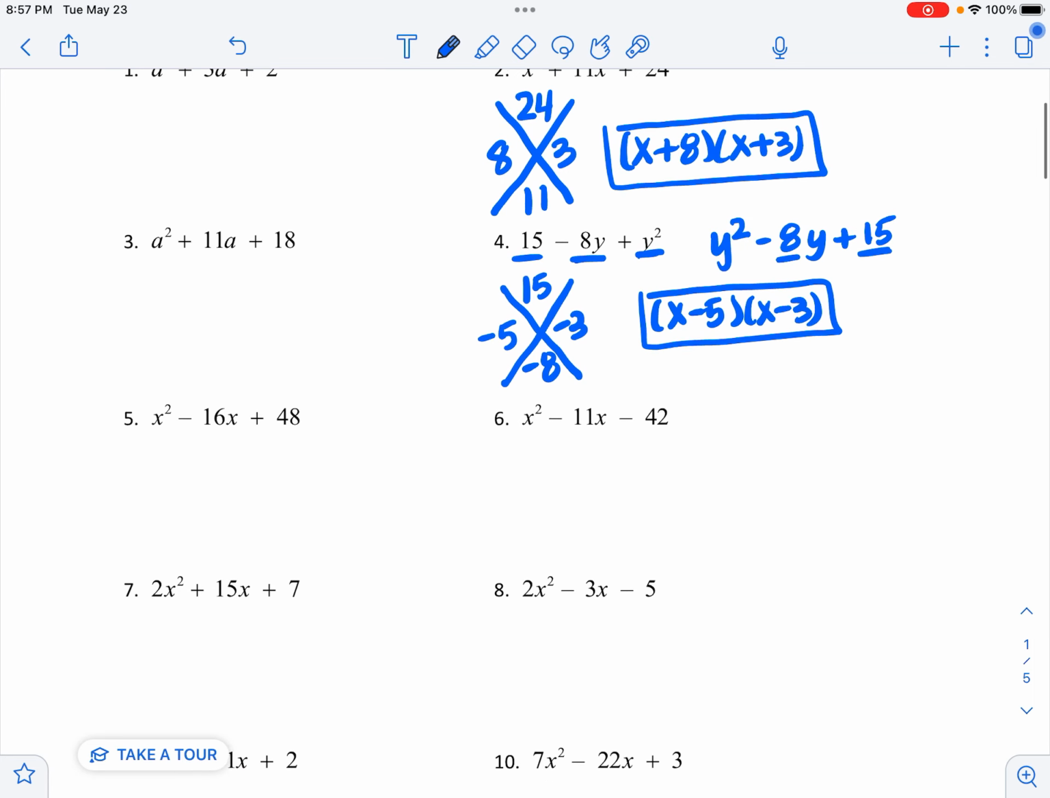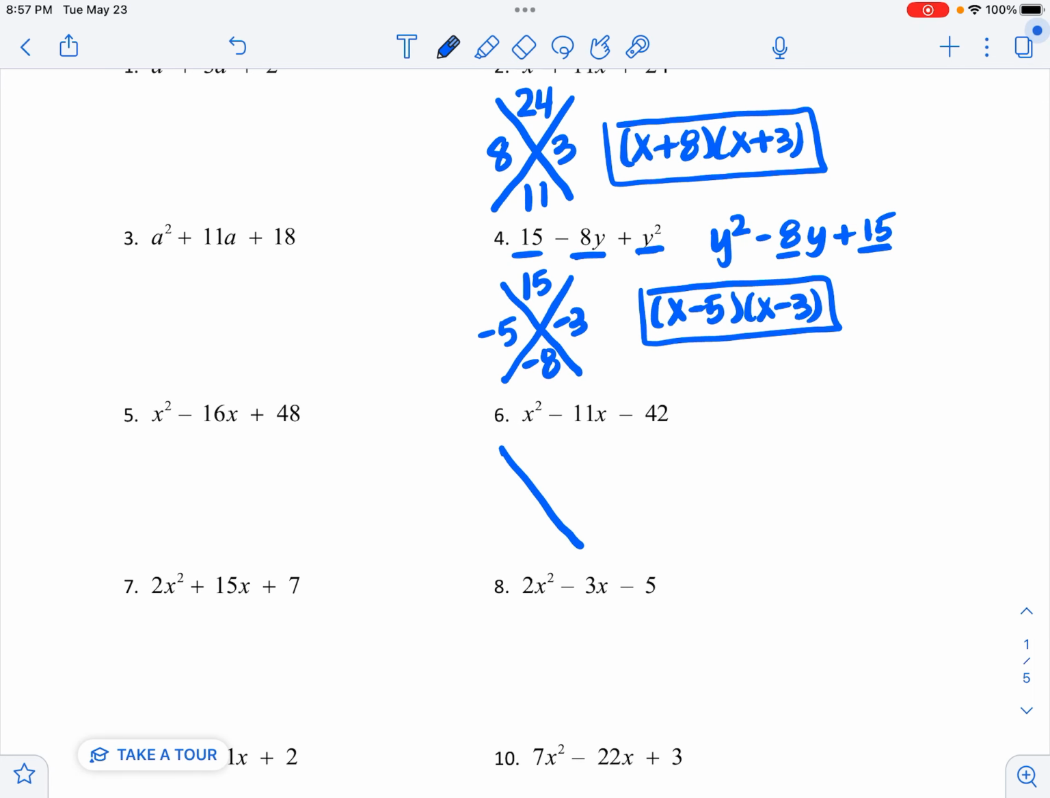All right, number 6. Again, another big X question here. I need two numbers that multiply to give me negative 42 and add to give me negative 11, this middle number. Now, when first looking at this, I'm not really sure what it's going to be, but I know that 6 times 7 is 42. But out of a 6 and a 7, I can't make an 11. So let's break this down. How about we make this a 3 and a 2?